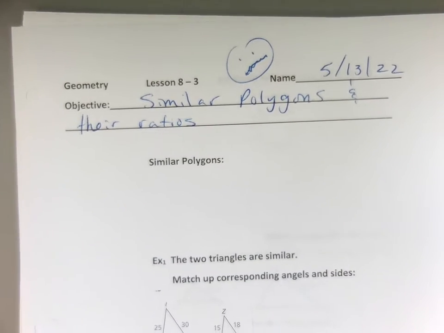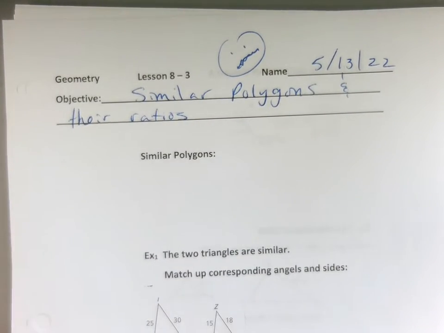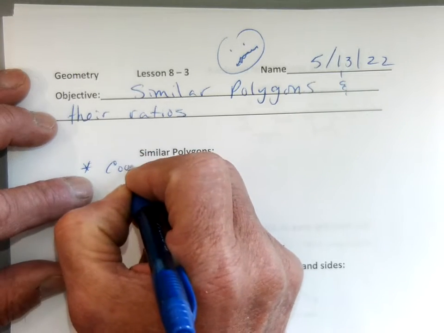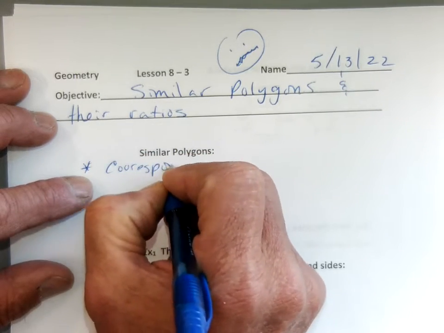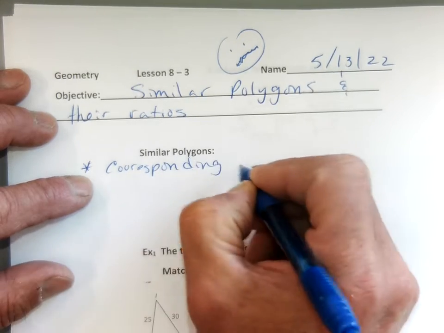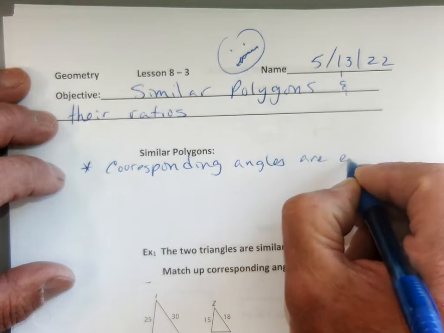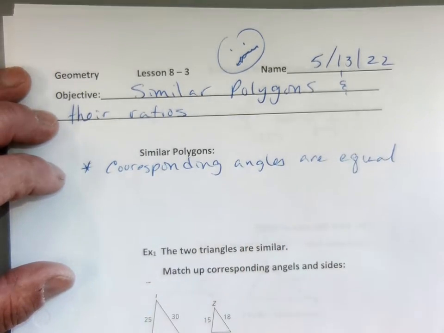Wow. So here's what we know about similar polygons. Two things. One, corresponding angles are equal. Okay. Corresponding angles are equal.